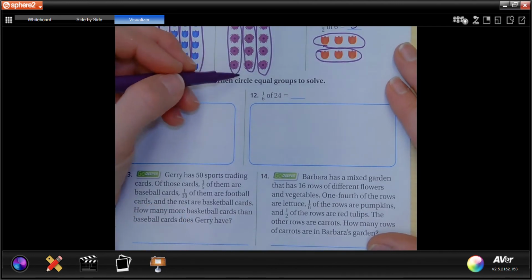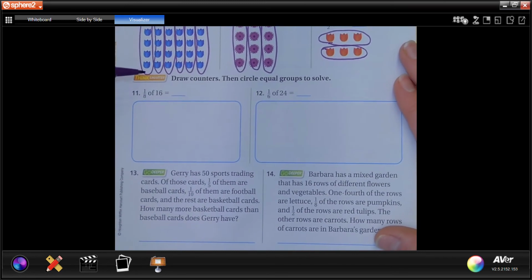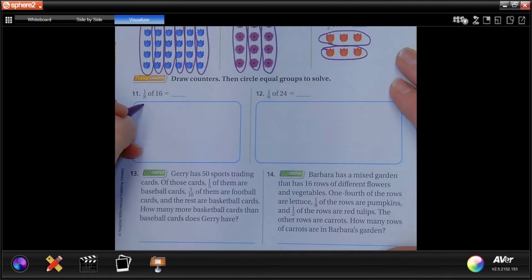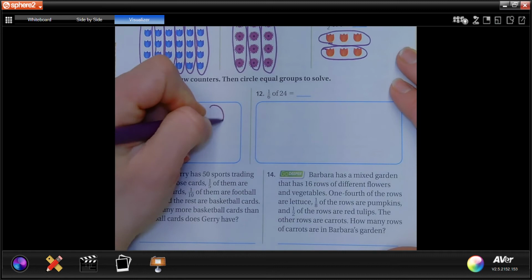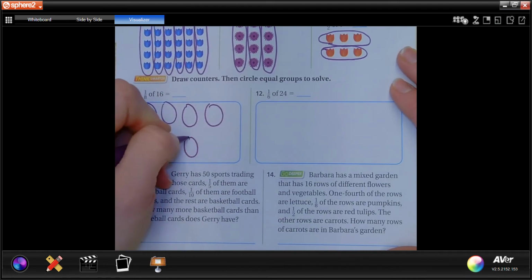Draw counters, then circle equal groups to solve. Alright, so we need to know what 1/8 of 16 is. So we need how many equal groups? 8. 1, 2, 3, 4, 5, 6, 7, 8.